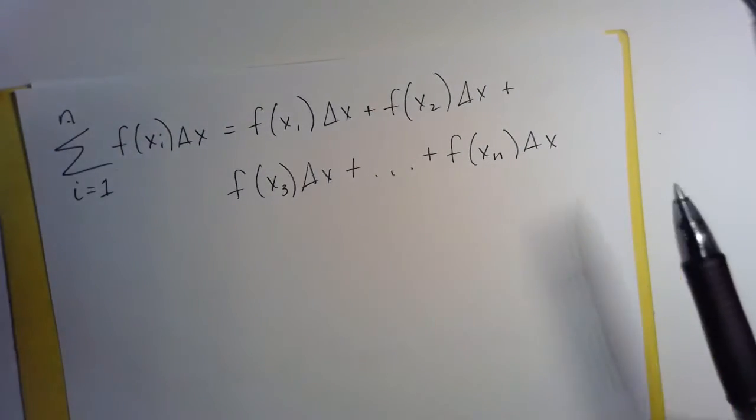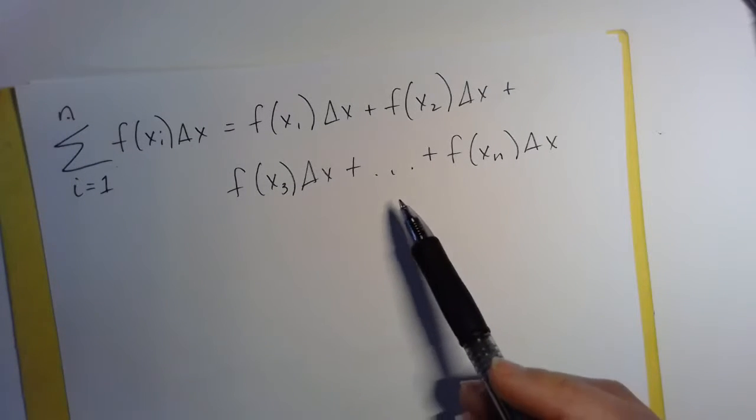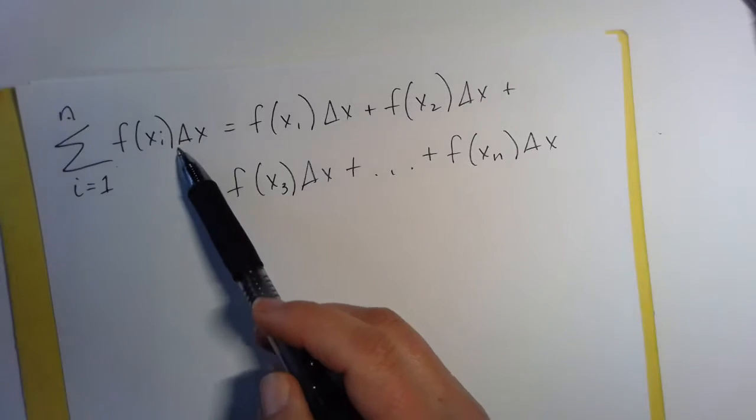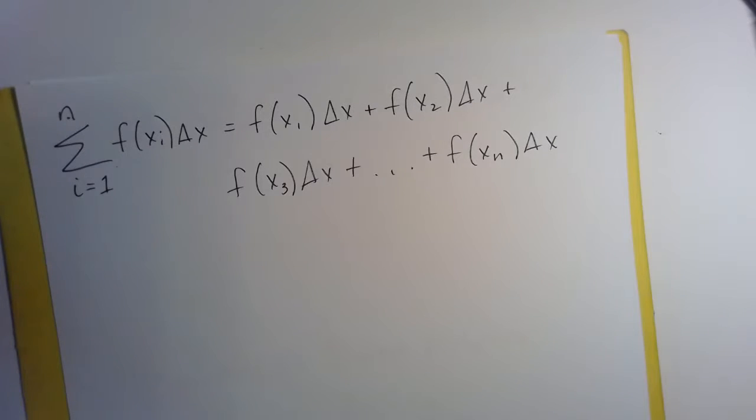I can't write out n terms because I don't know what n is, so I just write out a few showing the pattern, and then I end with the last term. If I plugged in n here, I would get f of x sub n, and then times delta x. Okay, so it's just a way to write a sum, that's all, especially when they get more complicated.